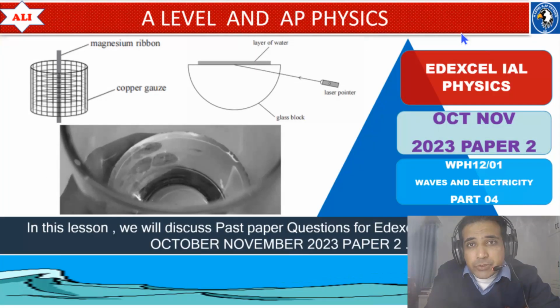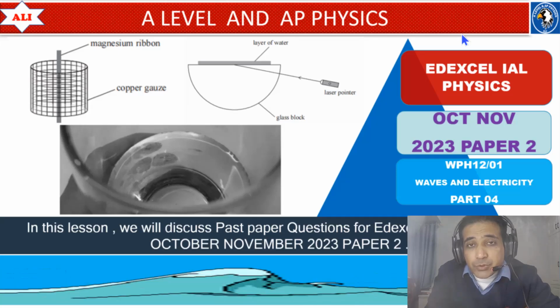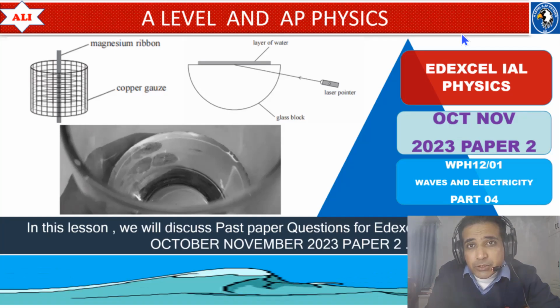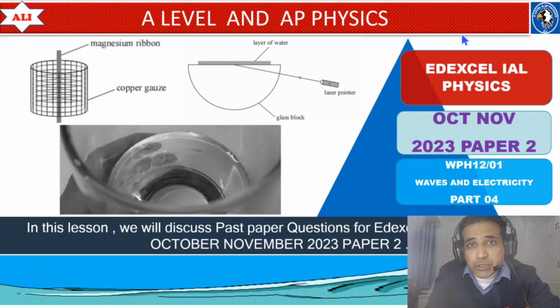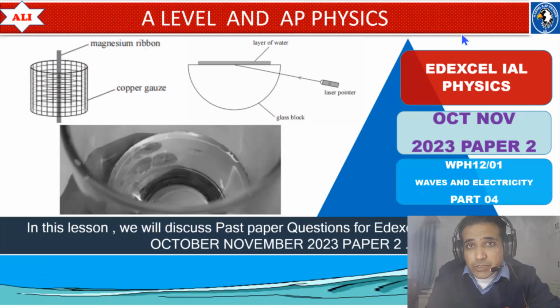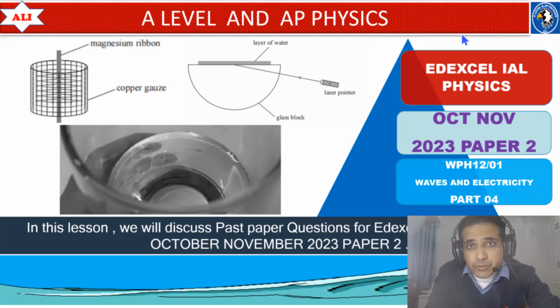In today's lesson, we will discuss past paper questions from October-November 2023 paper 2. We will discuss the remaining 2 questions from this paper. As always, we will discuss these questions in detail so you can improve your conceptual understanding of physics and also have a better understanding of these exam questions. Let's study together, let's improve together.